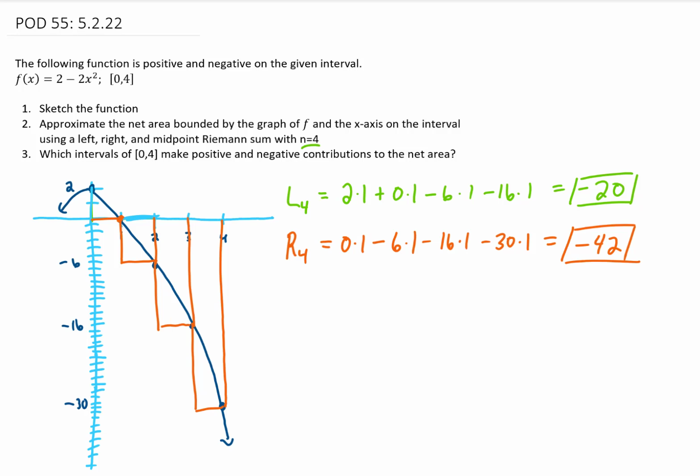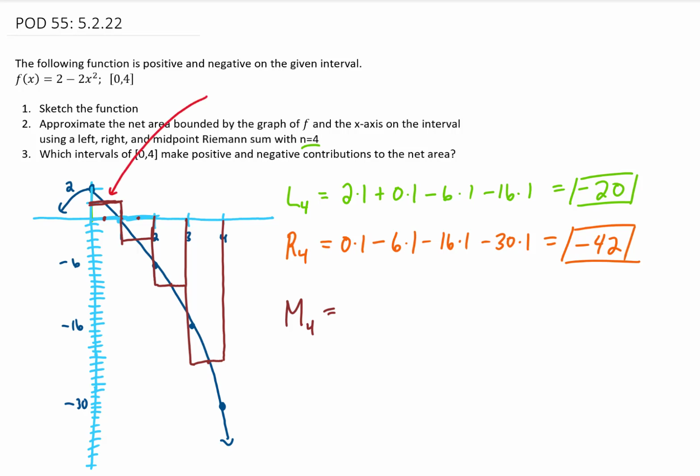Again, this would be a good time to hit pause on the video if you want to take a look at these rectangles, because I'm going to erase them one more time to make some room for our midpoint Riemann sum. A midpoint Riemann sum takes the midpoint of each one of these 4 subintervals, looks at the value of the function at that midpoint, and that determines the height of the rectangle. And it looks like we're going to need to do some calculations to find the heights of each of these rectangles.